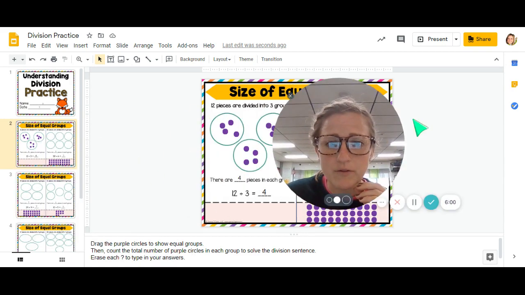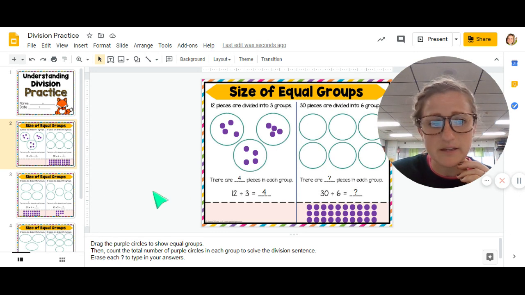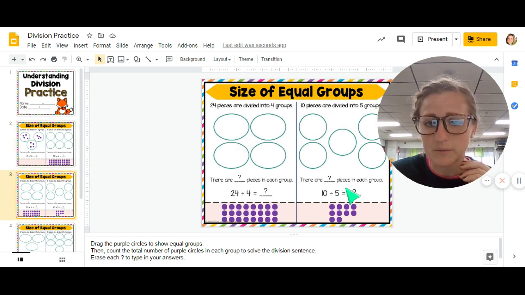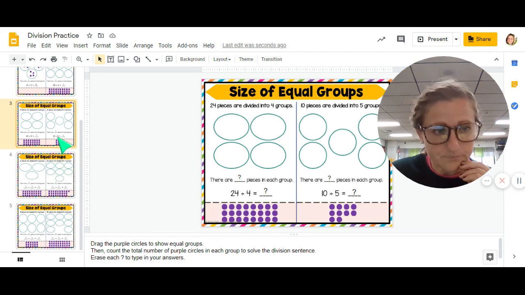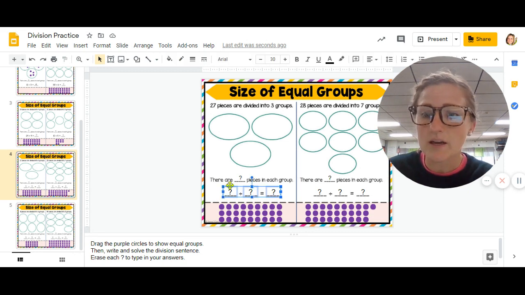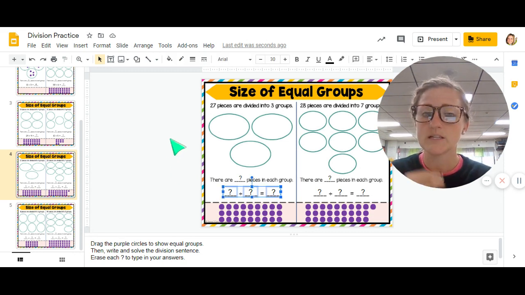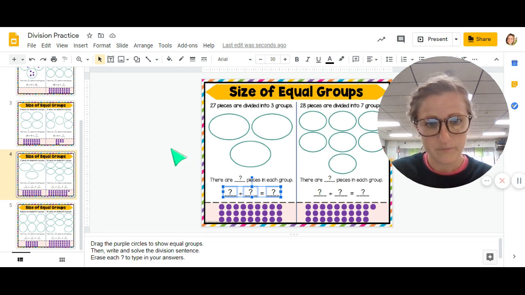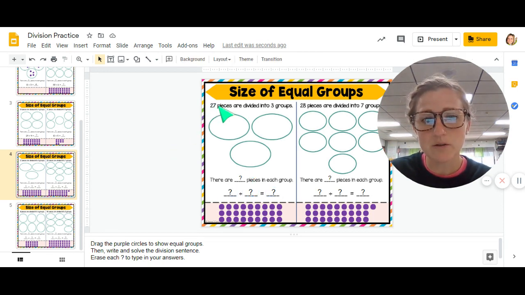So you have 2 slides that you're going to practice this, and the last 2 slides are the same thing, but this time you have to write the whole entire equation. So don't forget that the equation is already in the order of what we're doing. And I want to point out to you that at the top of the page, it also tells you what you have. So you have 27 pieces, and they're going to be divided into 3 groups.